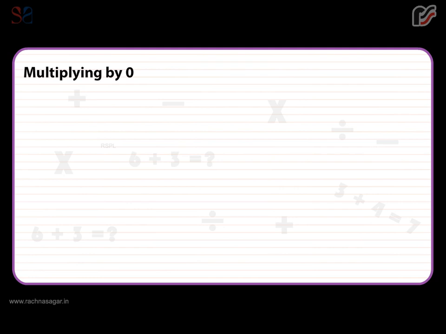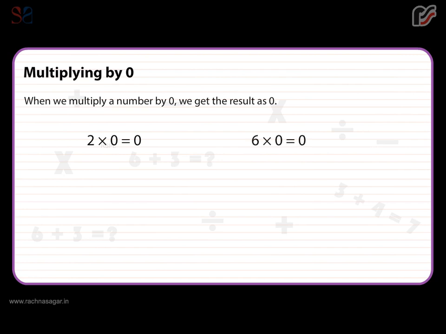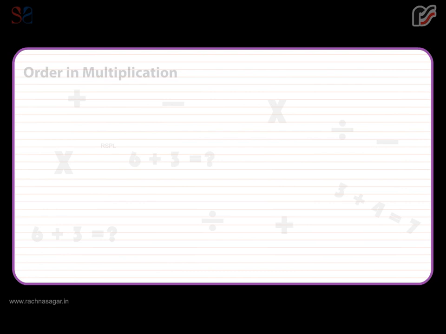Multiplying by 0. When we multiply a number by 0, we get the result as 0. 2 multiply by 0 is equal to 0. 6 multiply by 0 is equal to 0. 4 multiply by 0 is equal to 0. 9 multiply by 0 is equal to 0.